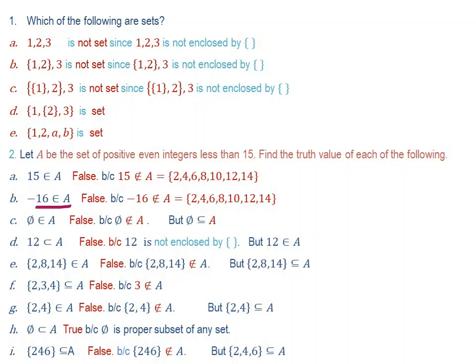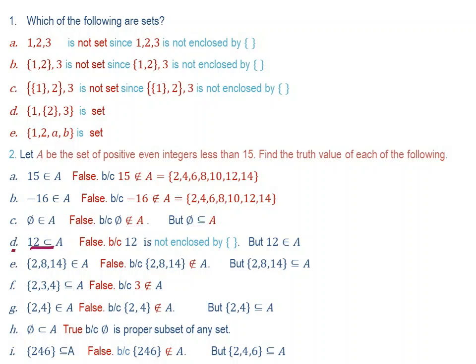B. The set containing minus 16 is an element of A. This is also false because minus 16 is not an element of A. There is no negative 16 in this set A. C. Empty set is an element of A. This is false. Why? Empty set is not an element of A, but it is a subset of A.